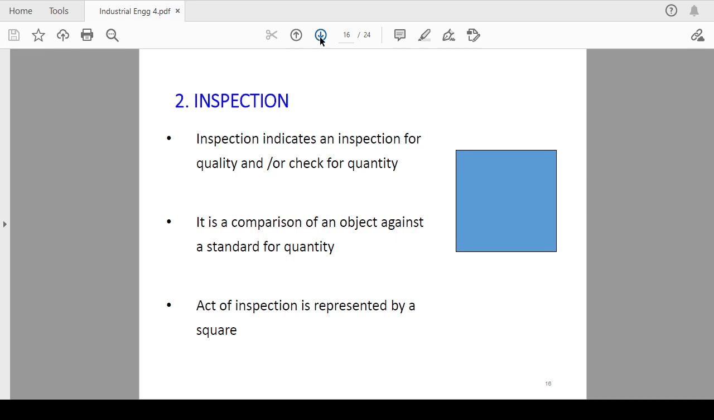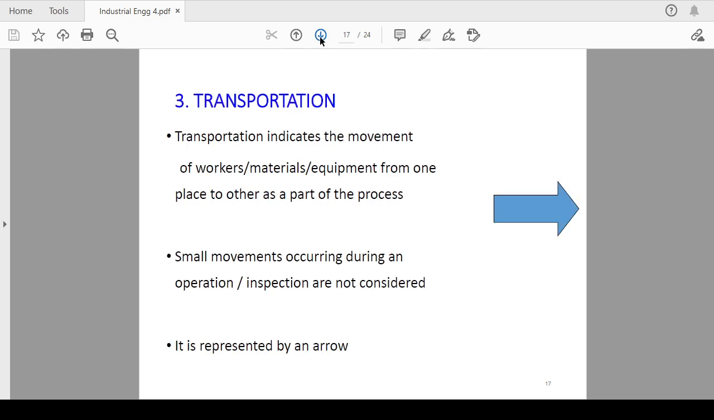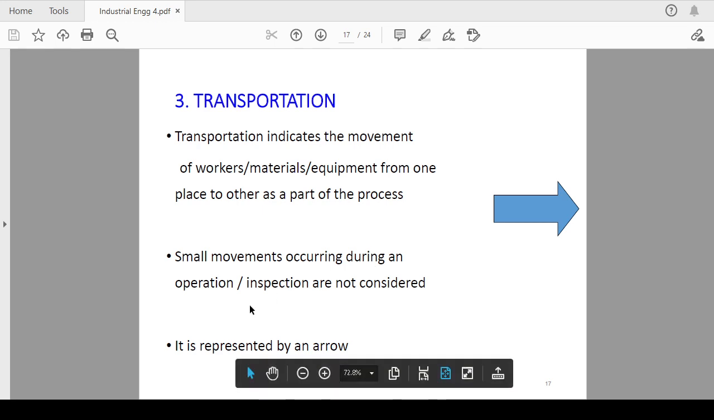Let's see what is next. Next is transportation. As you know, it indicates the movement of workers, equipment and material from one place to another as a part of the process. That kind of activity will be represented by an arrow. Small movements occurring during an operation and inspection are not considered. Very small or minute movements during operation and inspection are not considered, and transportation is represented by an arrow.